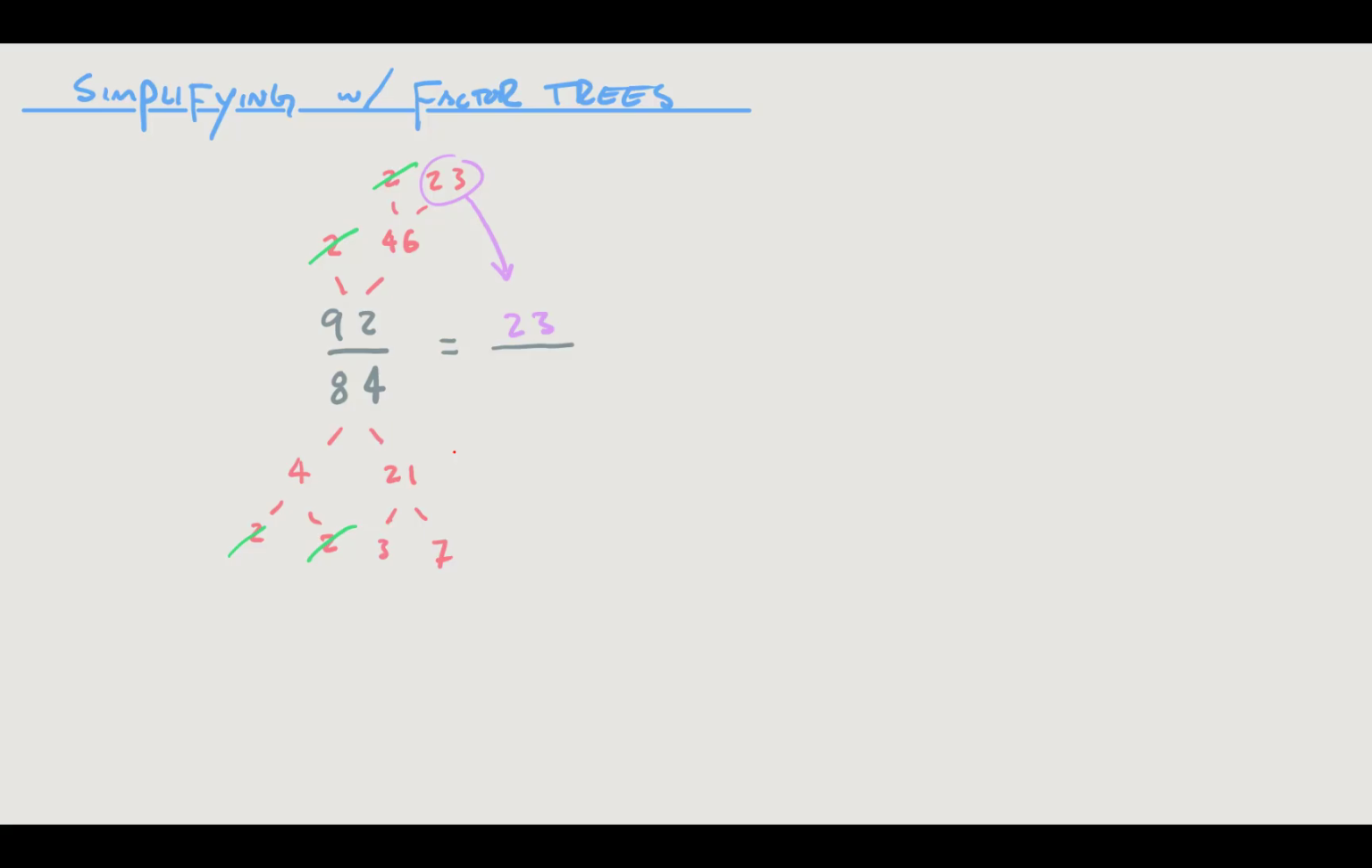Well, in the numerator, there's this 23 that didn't cancel with anything. And in the denominator, we've got this 3 and the 7, which is 21. So that's the thing on the bottom. So 92 84ths is the same as 23 21sts, right? By way of factor tree. Super easy way to simplify.